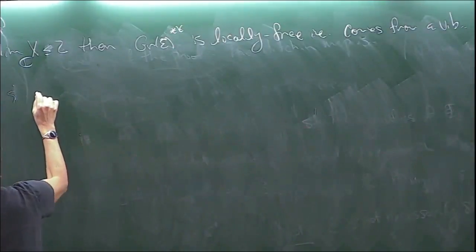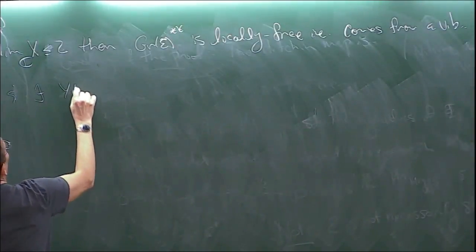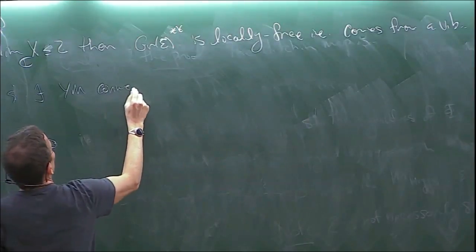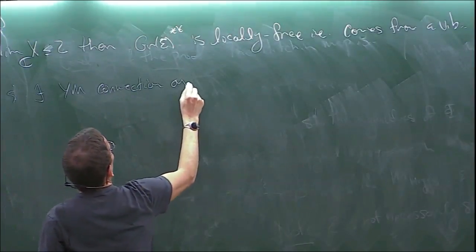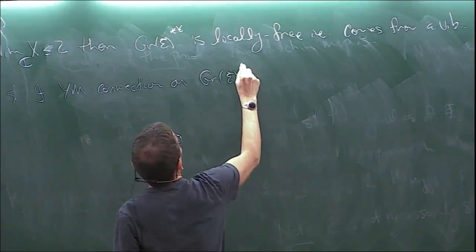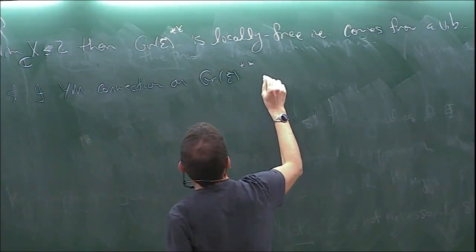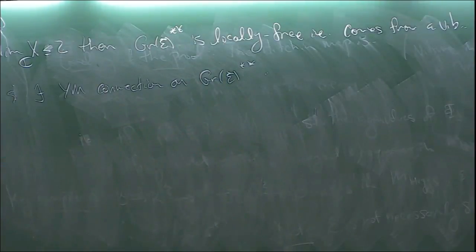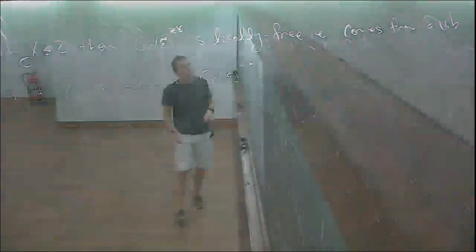And there is a Yang-Mills connection on Gr^{ss} double dual, obtained by taking the direct sum of the Hermitian Yang-Mills connections on each of the double dual pieces. Okay? So what do I mean by that?